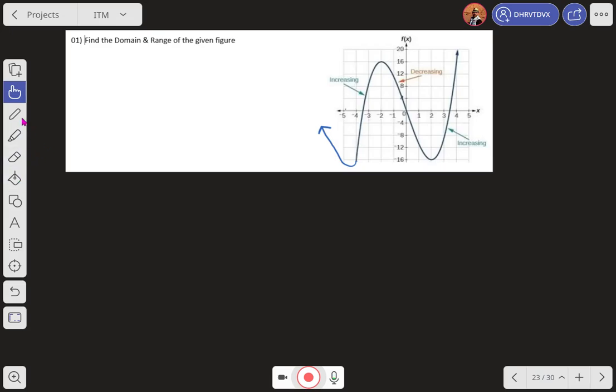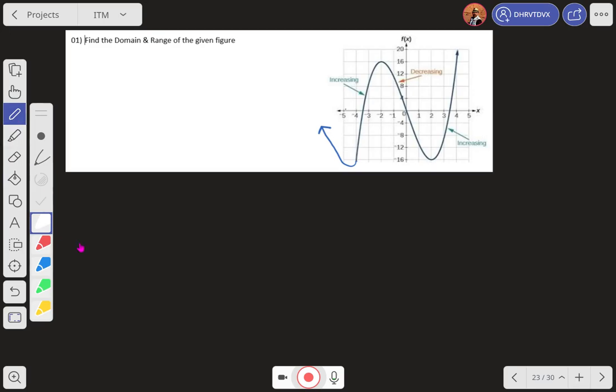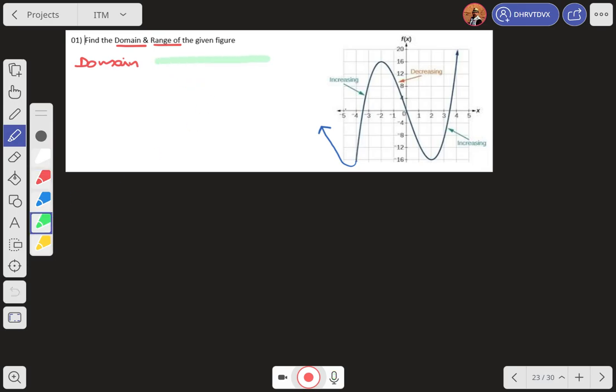Guys, in this slide, I'm going to explain how to find the domain and range of a given figure. Okay, so domain means, remember, all the x values. So when we are talking about the x values, let me draw a bold x-axis, a little thick.